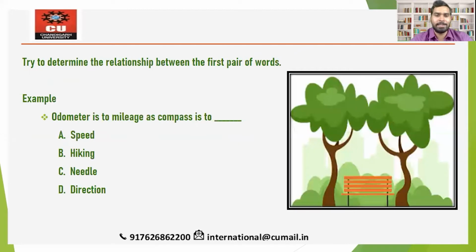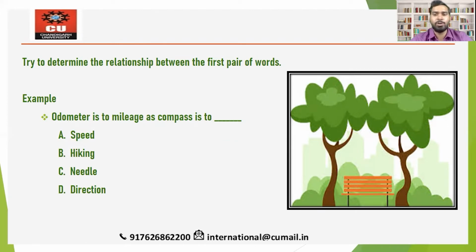Moving on to the next segment. Let's understand this. Try and determine the relationship between the first pair of words. You will read this just as you read a verbal analogy question, which is: odometer is to mileage as compass is to dash. And you have the following options: speed, hiking, needle, and direction.